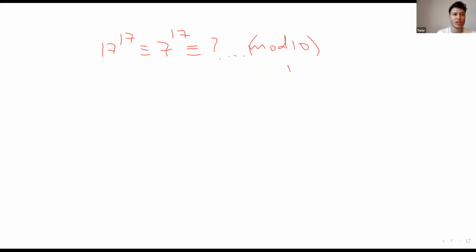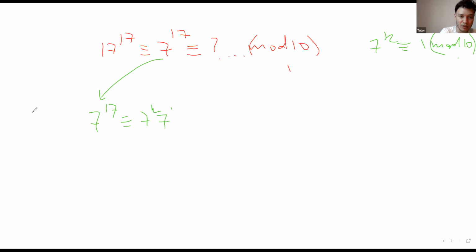So what could we do in here? One thing that we want to do is to see whether there is some 7 to the power k that is congruent with 1 mod 10. Why do we care about this? Because if you look at 7 to the 17, you can write this as 7 to the k times 7 to the k times 7 to the k, and so on, times 7 to some remainder.